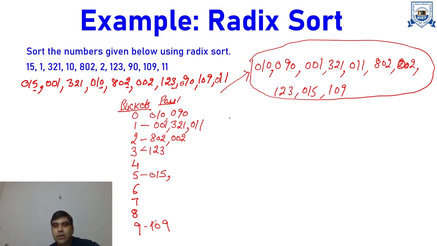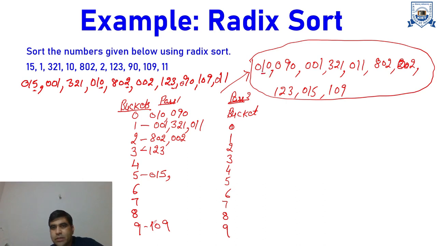Okay, so let us now run the second pass. In the second pass, again we need to write the buckets 0 1 2 3, and then 4 5 6 7 8 and 9. This is pass 2. In the second pass we'll look at the second symbol.